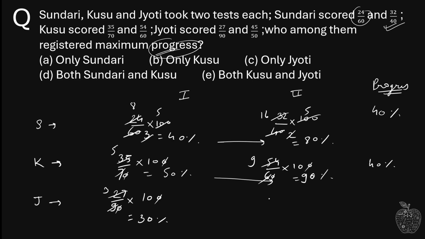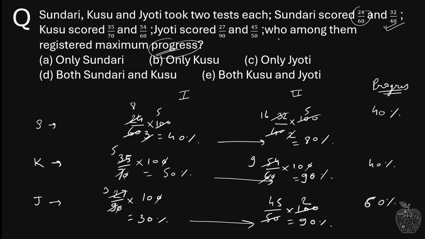And in the second test, she scored 45 out of 50. Multiplied with 100. 5 1s are 5, 5 2s are 10, and 45 into 2, 90%. Alright, so now we can see that Jyoti went from 30% to 90%. So there is a progress of 60%.